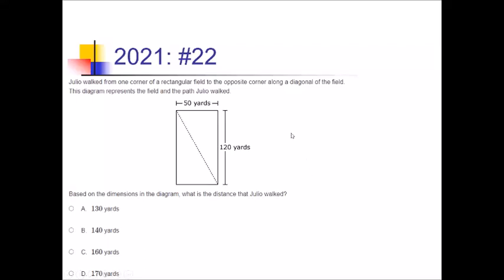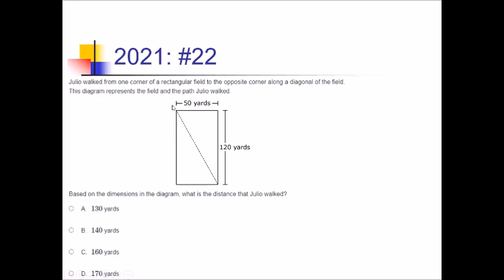For this problem, we have Julio walking from one corner of a rectangular field to the opposite corner, and we're given the dimensions of the field, 50 and 120 yards. We want to know how far Julio walked, basically. What's this distance? Now, a couple keys here.